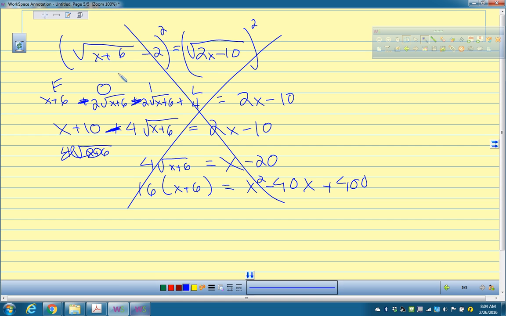Sometimes you have to square both sides twice, okay? And you have to get rid of one of the variables and get it on the other side, okay?